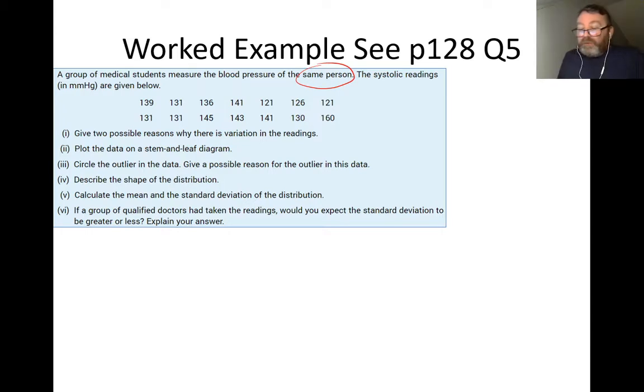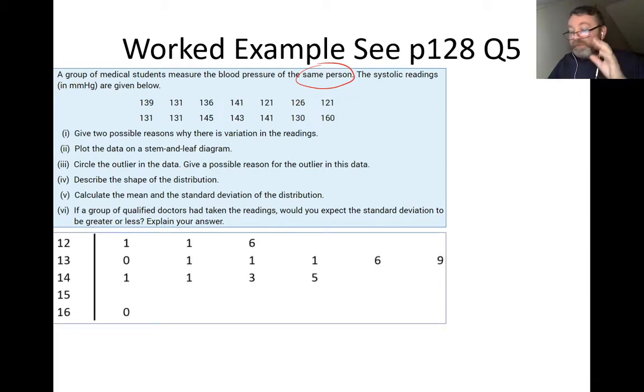Anyway, number 2, plot the data on a stem and leaf diagram. Again, thanks to technology, I can get Excel to do this for me. I've already pre-prepared the stem and leaf diagram, and it would look something like this. So in your stem, what have you got? You have the multiples of 10. The lowest reading I can find is 121, the highest reading is 160. So the stem will be 12 to 16. The leaves are the units at the end of each one. So therefore you'll have 131.